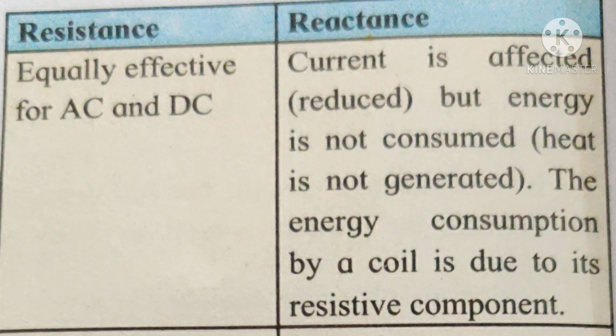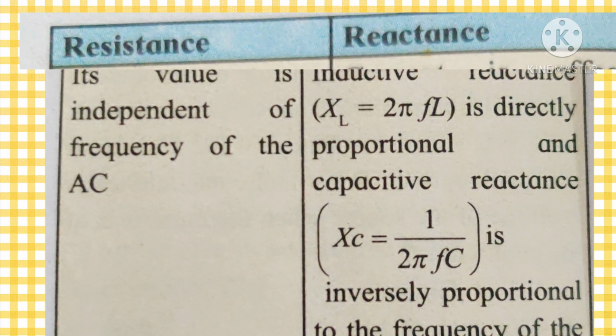Resistance is equally effective for AC and DC. In reactance, the current is affected and energy is not consumed; heat is not generated. The energy consumption by the coil is due to its resistive components. Resistance value is independent of the frequency of AC. In reactance, inductive reactance is directly proportional to the frequency of AC and capacitive reactance is inversely proportional to the frequency of AC.